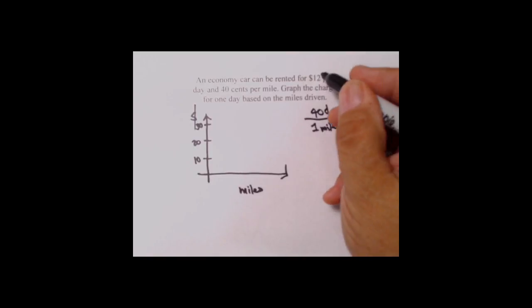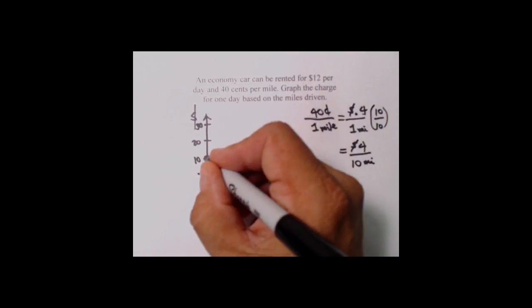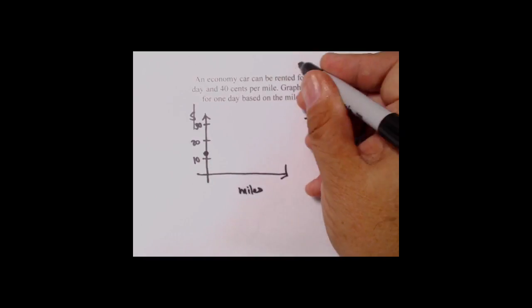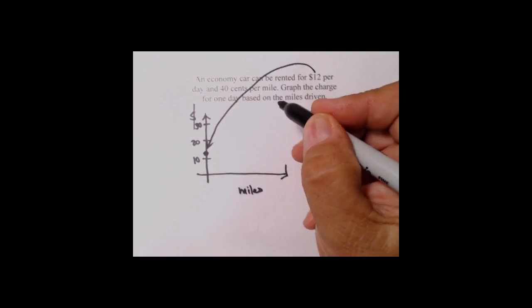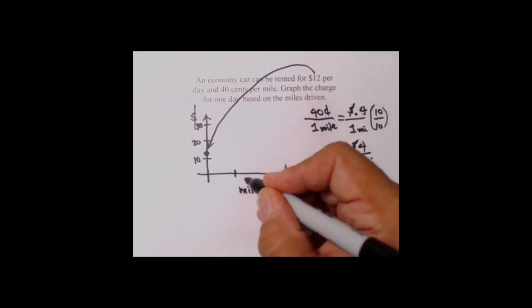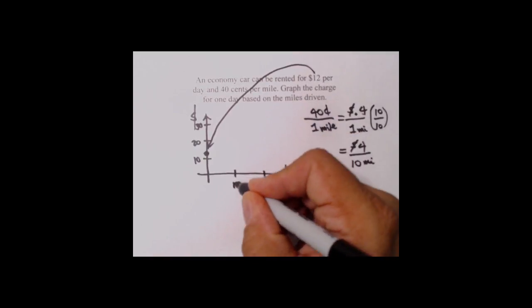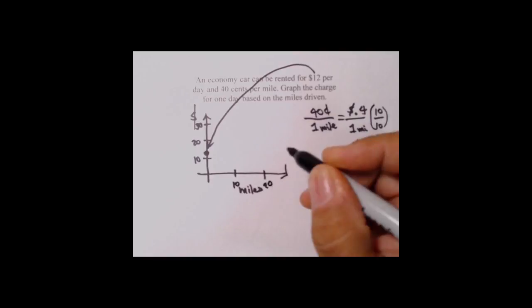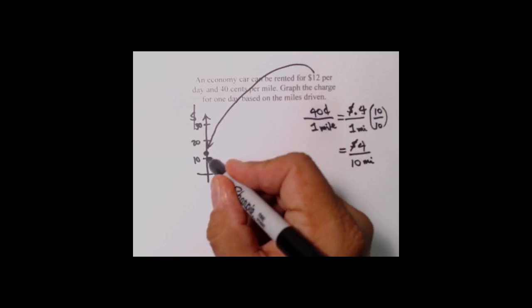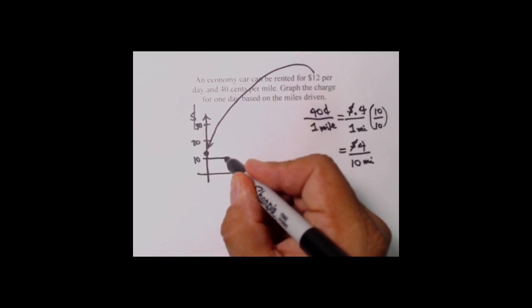Okay, the initial charge here, just when you got the car and haven't driven anywhere, is $12. So 12 will be right about there. So there's our initial point. Now, let's put some miles out here. Let's say this is 10 and this is 20. So the first thing we're going to do then, we're going to use our little bit larger values here because it's easier to graph. We go out 10 miles.